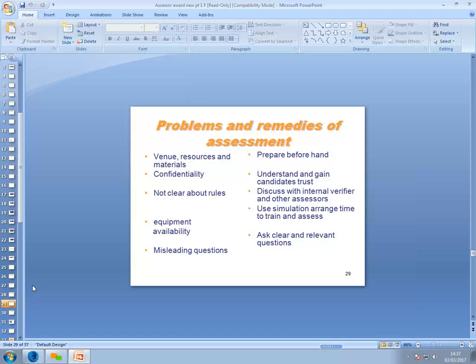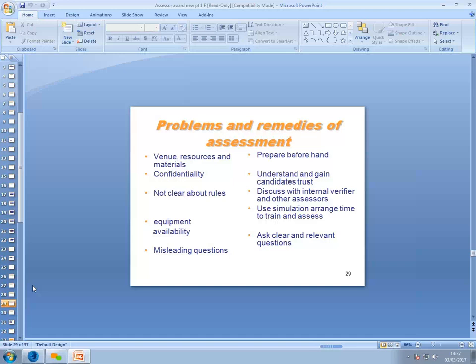Not clear about the rules: discuss it with your internal verifier or IQA, and any other assessors will give you support in any circumstance. If you're new to doing something, and there are people around who've been doing it a while, ask them. They'll be honest. Usually, I have found, quite honestly, in many years in this range of work, people are only too glad to help. Very few are the ones that will ignore you, and you just keep away from them.